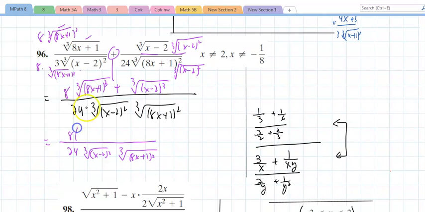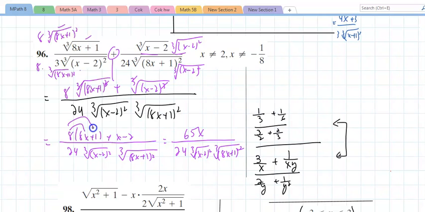The top is going to be 8 times 8x plus 1 because those undo each other, plus, and those undo each other, x minus 2, and altogether I'm looking at 24 times the cube root of x minus 2 squared times the cube root of 8x plus 1 squared. And as for the top, that is 64x plus x, 65x, minus 8, minus 2 is a 6. If I was to say, where does this equal 0? You'll say at negative 6 over 65. Where is it undefined? At 2 and negative 1/8.